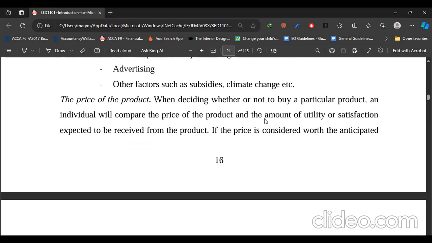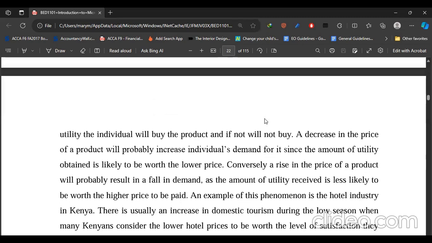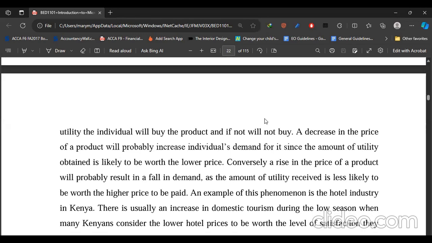The price of the product: when deciding whether or not to buy a particular product, an individual will compare the price of the product and the amount of utility or satisfaction expected to be received from the product. If the price is considered worth the anticipated utility, the individual will buy the product, and if not, will not buy. A decrease in the price of the product will probably increase individuals' demand for it, since the amount of utility obtained is likely to be worth the lower price.